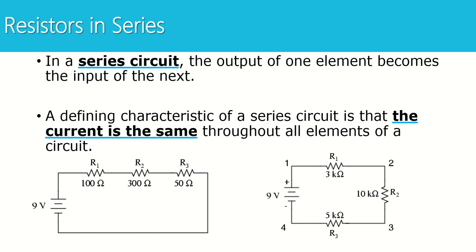Now, a defining characteristic of a series circuit is that the current is the same through all elements of the circuit. So once I calculate the total amount of current in either one of these circuits on the screen, I know that that current is the same for resistor 1, resistor 2, and resistor 3. They all have to have the same current if they are in series.